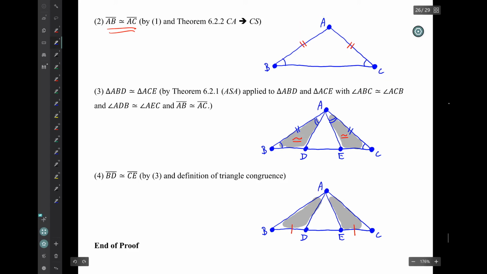Statement 3 says triangle ABD is congruent to triangle ACE. You can see them shaded in that drawing. Notice that we've used theorem 6.2.1, angle side angle. This might be the first time that we've proven triangles are congruent not using side angle side. Statement 4 says, therefore, these two segments are congruent by the definition of triangle congruence. They're congruent because they're corresponding parts of two triangles that are known to be congruent. That's the end of that example.